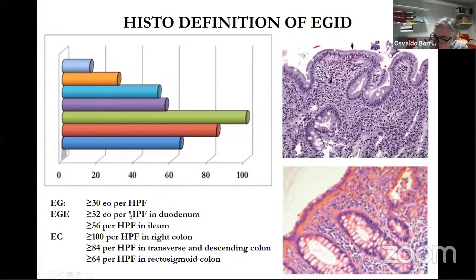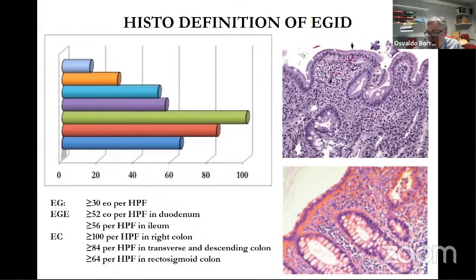It was suggested initially that for the diagnosis of eosinophilic gastritis, we should have more than 30 eosinophils per high power field. Eosinophilic gastroenteritis: more than 52 in duodenum, more than 56 in ileum. Eosinophilic colitis: more than 100 in right colon, more than 84 in the transverse and descending colon, more than 6 in rectosigmoid.